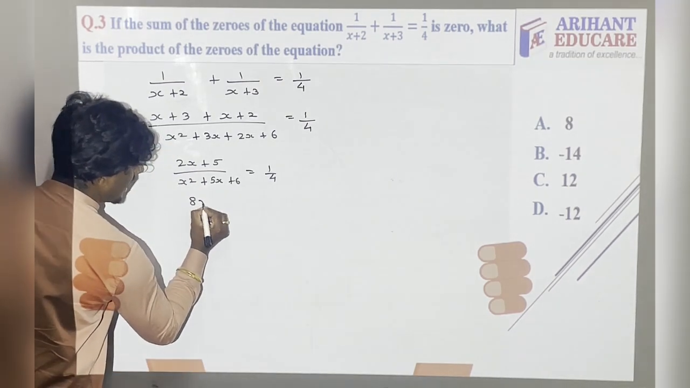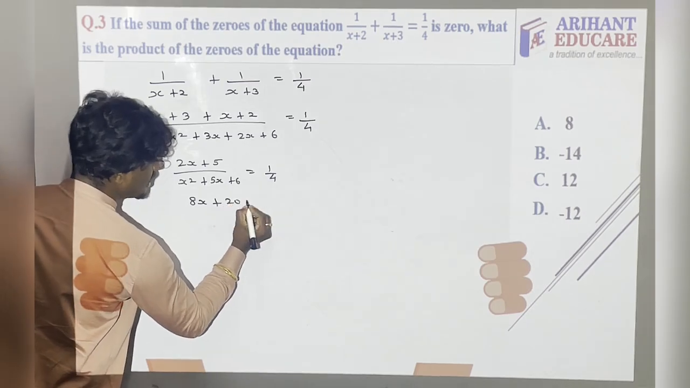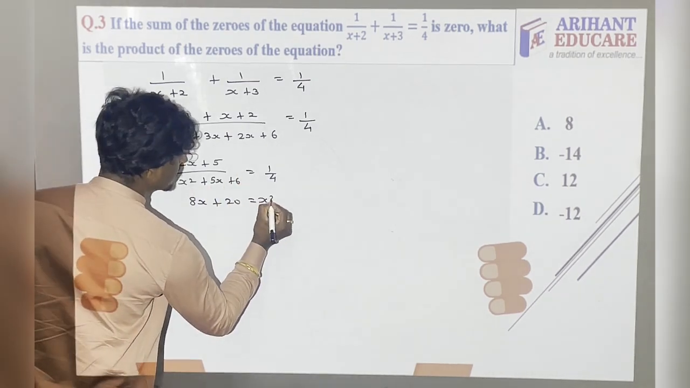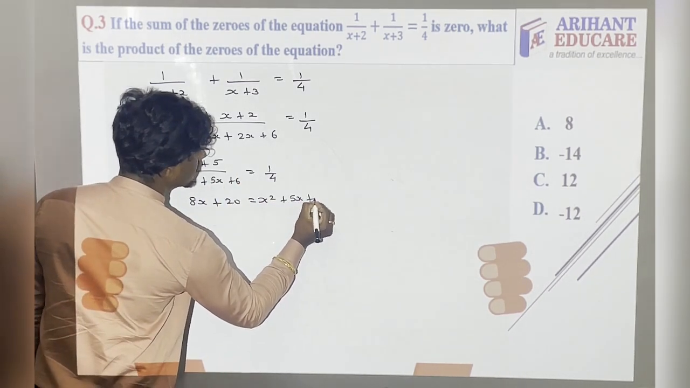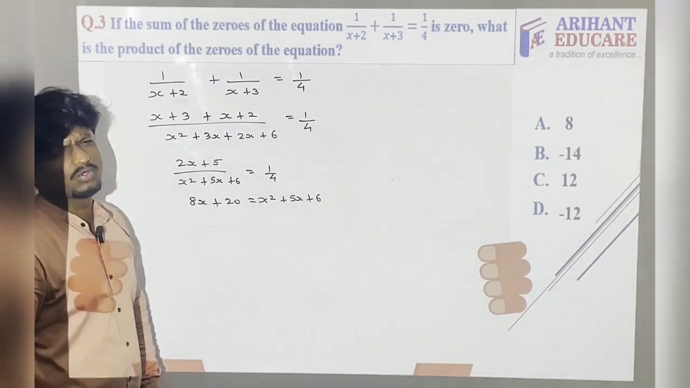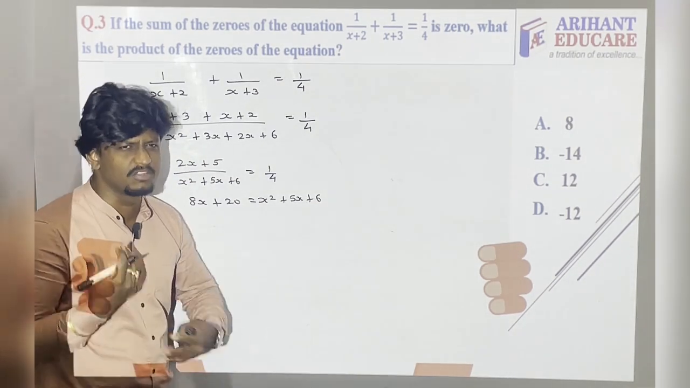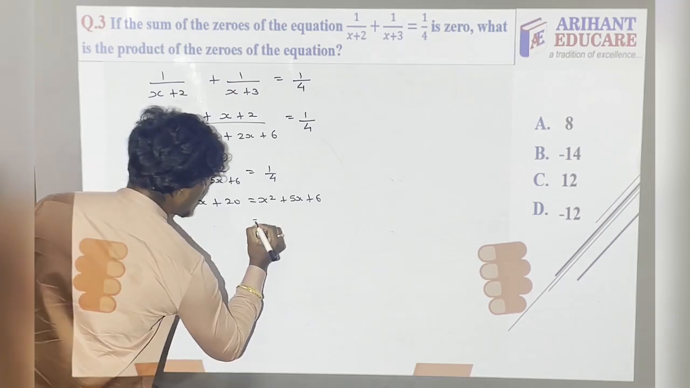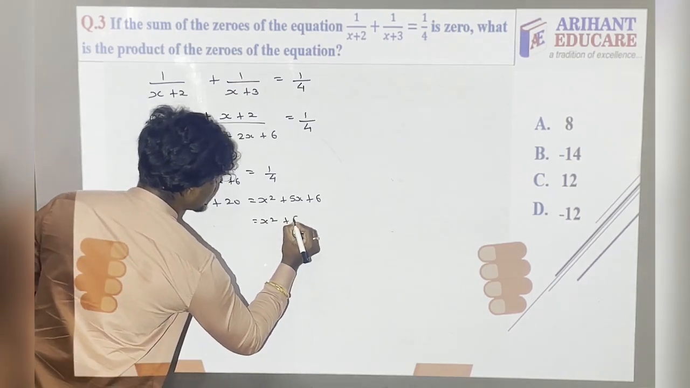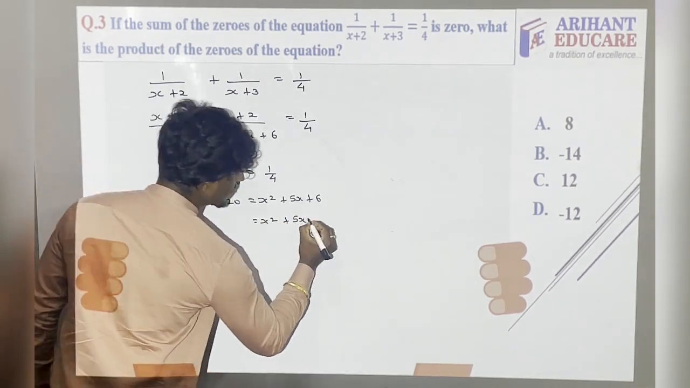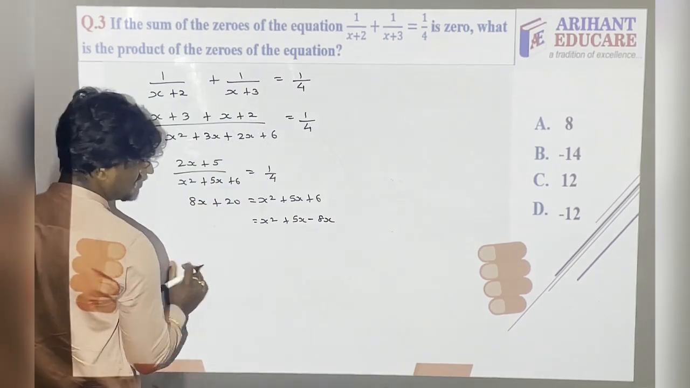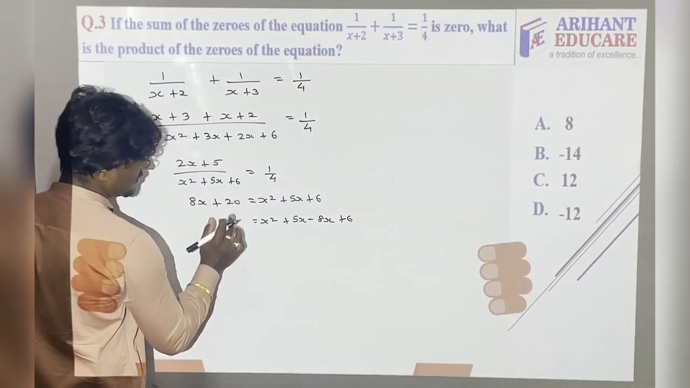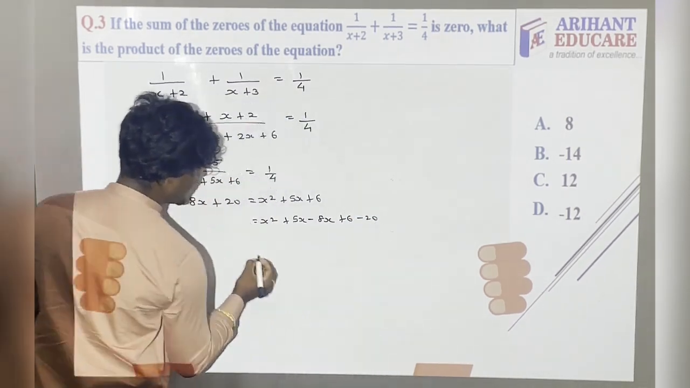What do I get? 8x plus 5 4s are 20 is equal to x square plus 5x plus 6. Now, my motive is to get everything on one side because basically I have 0 on one side. Now, I'm keeping x square here plus 5x, plus 8x comes here as minus 8x, and plus 6 as it is, plus 20 comes in here as minus 20.